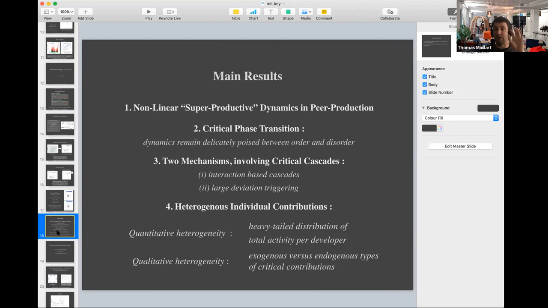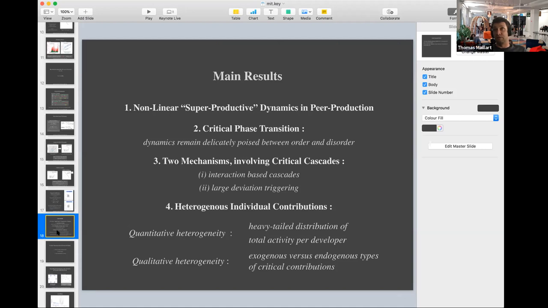Then we see this critical phase transition, where the dynamics remain delicately poised between order and disorder. And that's something nice for managers, because they always love to talk about disorder and chaos. And here we have a situation where, yes, open source is something between order and disorder. And then we have these two mechanisms involving critical cascades, interaction-based cascades, and a large deviation triggering mechanism.